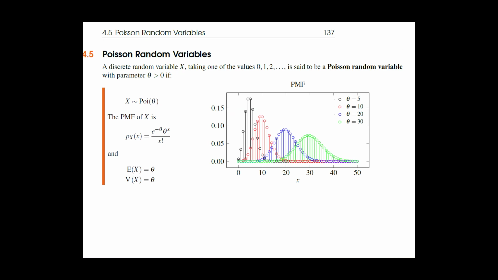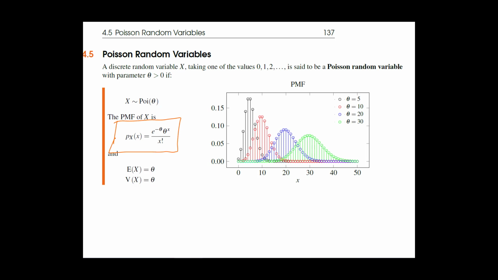Now, my favorite distribution of all times, the Poisson random variables. They're my favorite because they're so useful in engineering. Anyway, let's go through the basics. So a Poisson random variable is one that has this PMF. We're going to see why and how that comes about.